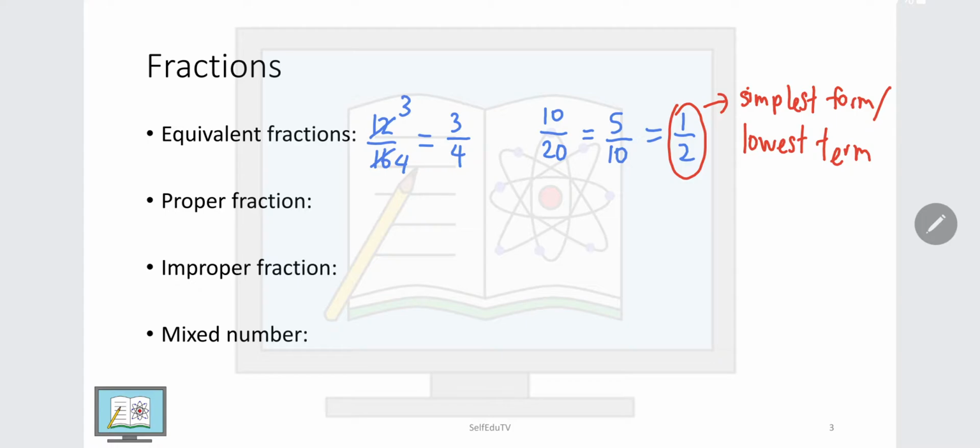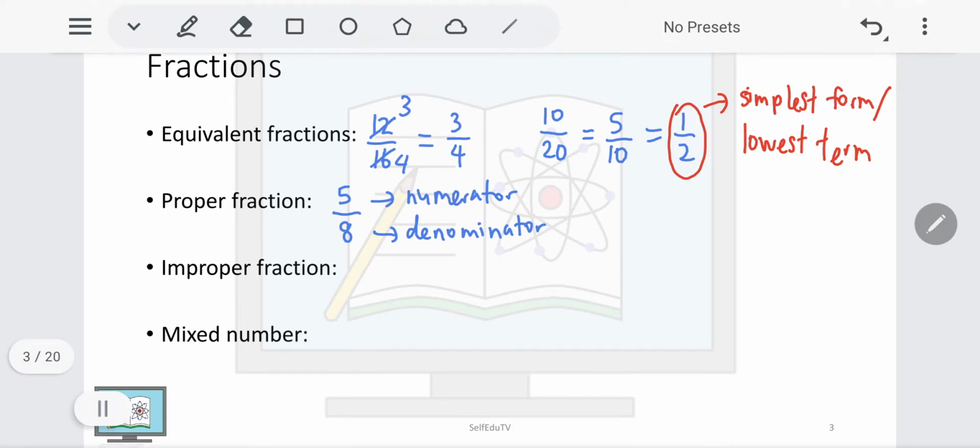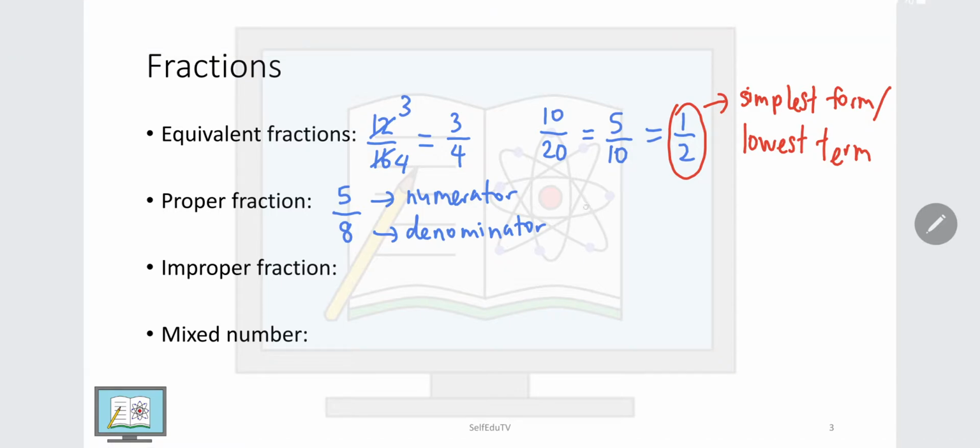So a proper fraction is a fraction with numerator smaller than denominator. So example would be this, 5/8. So 5 will be the numerator, 8 will be the denominator. Since its numerator is smaller than its denominator, this fraction is a proper fraction.